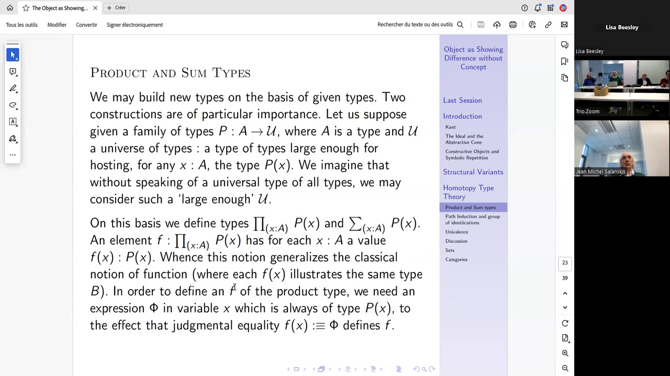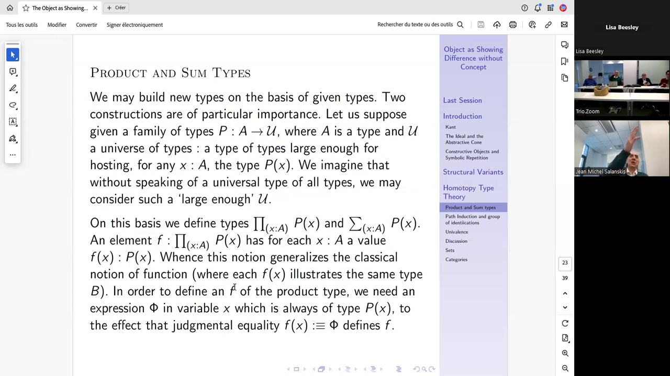Homotopy type theory introduces families of types. A family of types is given by something like P : A → U, where A is a type and U is a universe of types, a type of types, large enough for hosting, for any x of type A, the type P(x), which means that P(x) for any x of type A is going to be a type. And we suppose that the universe U is a type of types large enough to have inside it any type P(x) for x varying in A. It doesn't have to be a universal type of all types, because that would be dangerous.